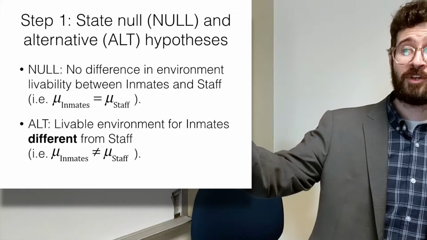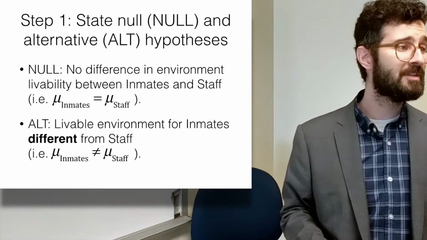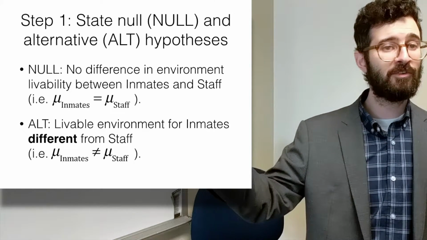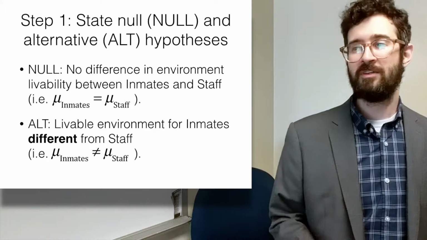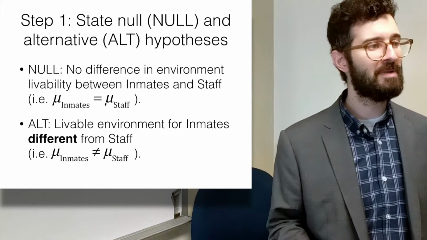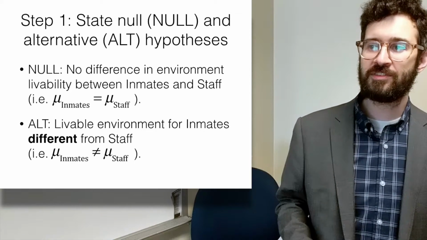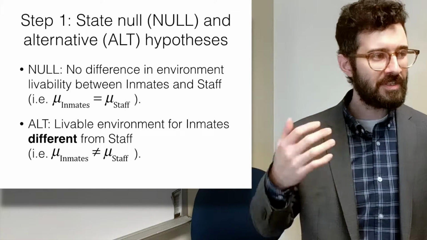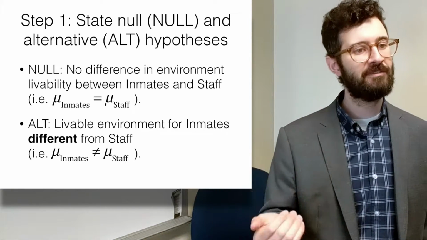I have a null and an alternative hypothesis. The null is the doubting scientist hypothesis. Population average environment livability is the same. There's no difference between the inmates and the staff. My alternative hypothesis is that there is a difference in average environment livability between the staff and the inmates.